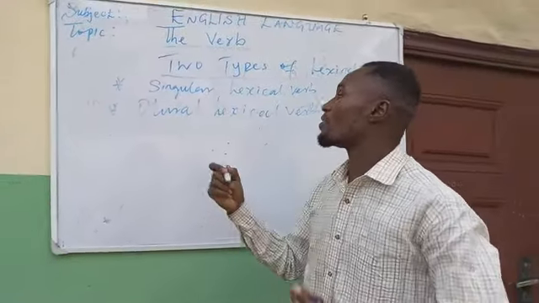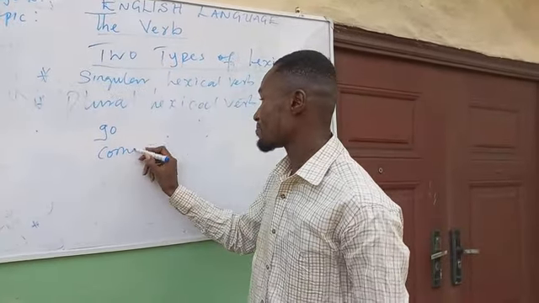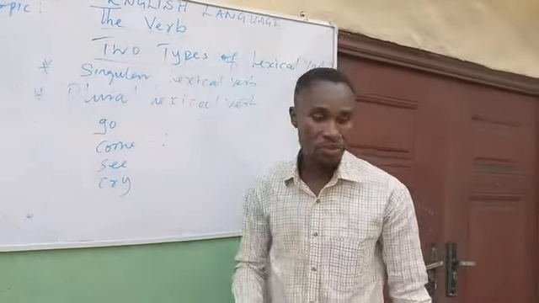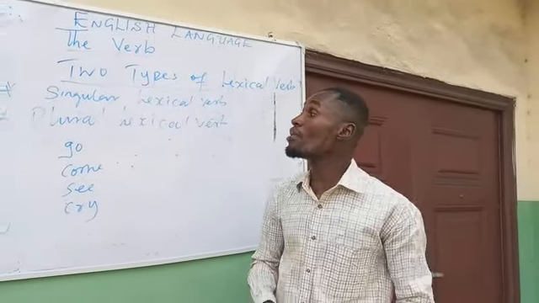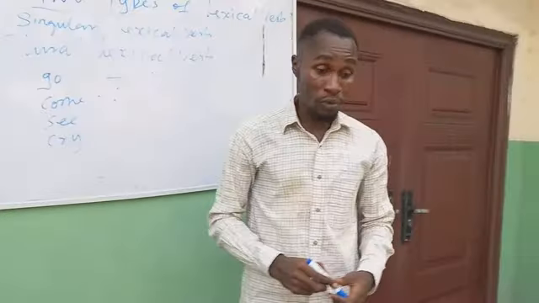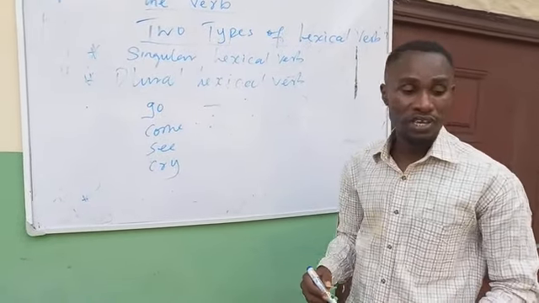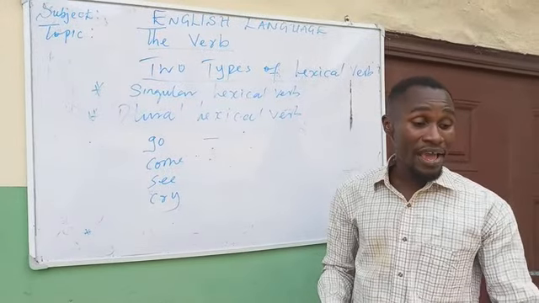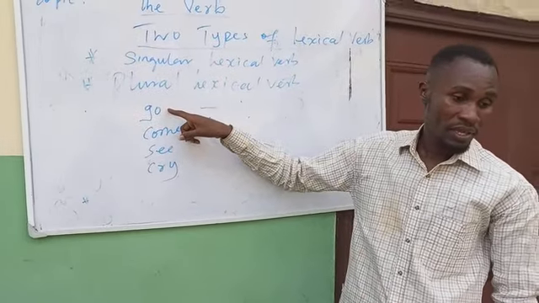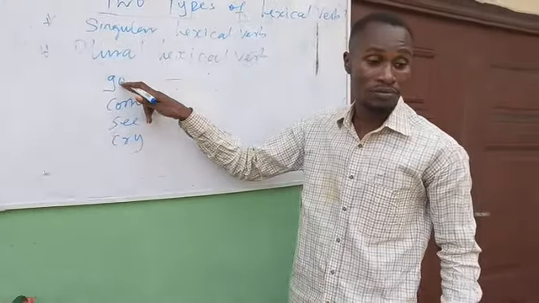The singular lexical verb example, we have go, right? We have come. We have see. We have cry. Now, how do we know a singular lexical verb? And how do we know a plural lexical verb? Singular lexical verbs have es, ies, or x attached to them at their fronts.